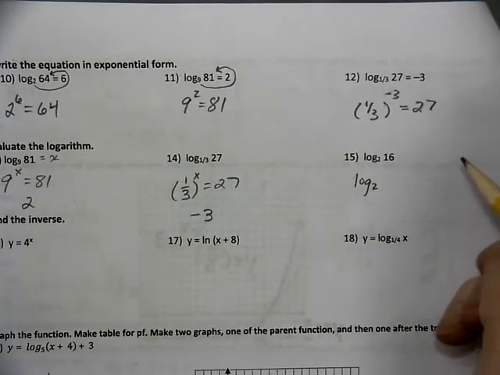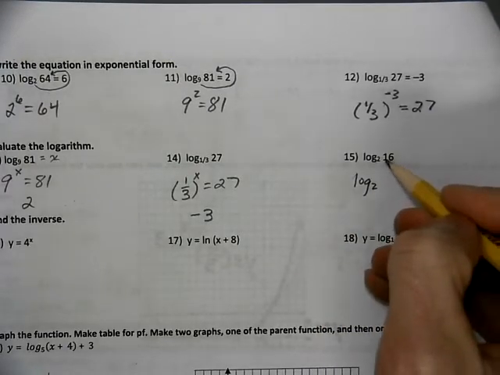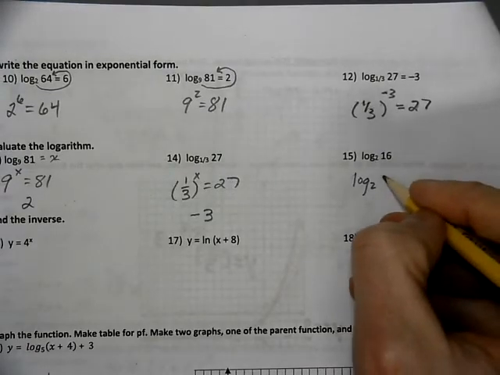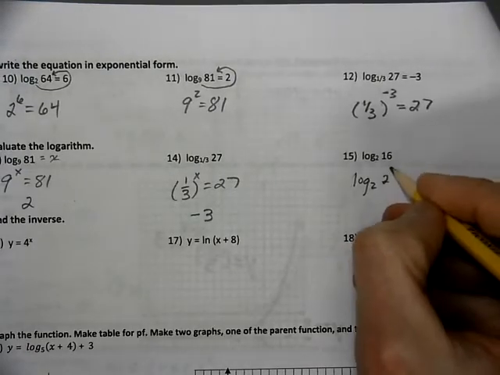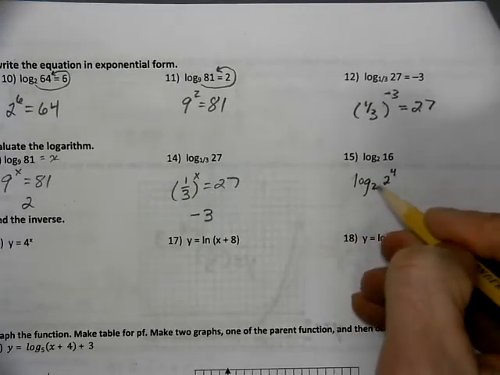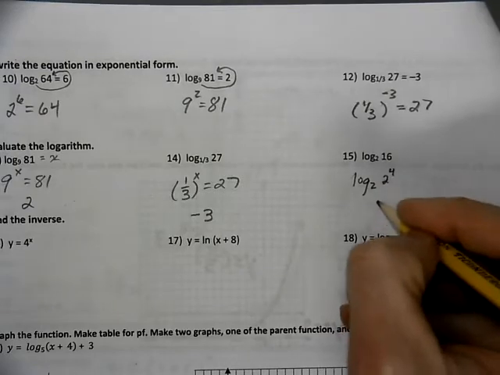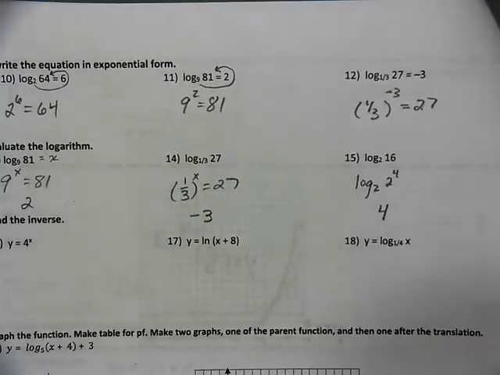That's just like the problem we did above. Another way you can write this is, how can you make 16 have the same base as your logarithm? So 2 to the 4th power. Now the 2's are the same. So the value is your exponent, which is 4.